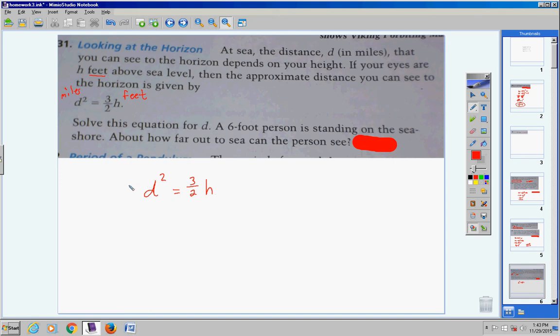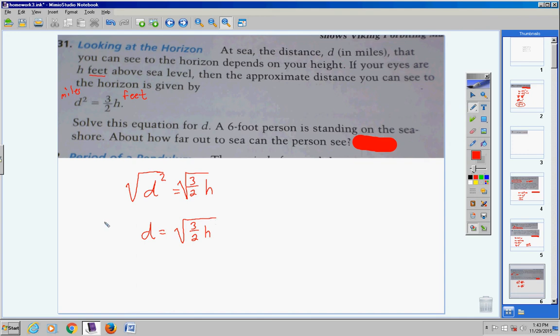To get d by itself, we're going to take the square root of one side. However, if you take the square root of one side, you must take the square root of the other side. Now, the square root of d squared is d, and over here you're used to putting a positive negative. Don't do that because we're dealing with distance and height, and distance and height cannot be negative, okay? So we would not put positive negative. But this 3 halves h, the entire thing would be under the square root.